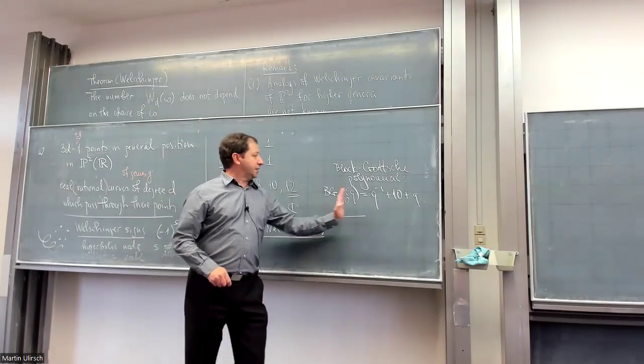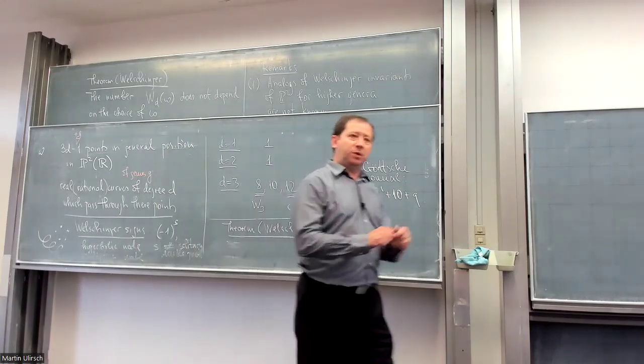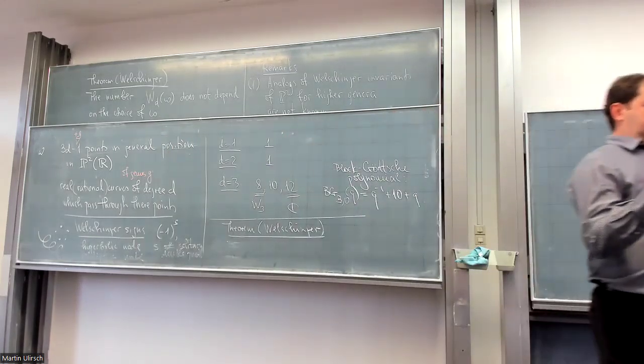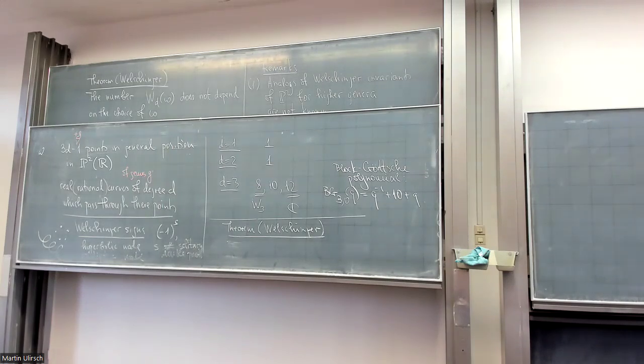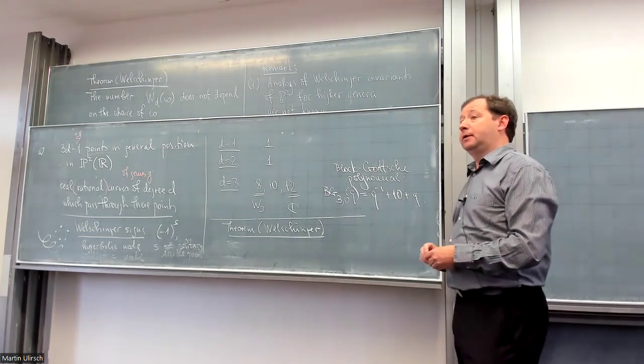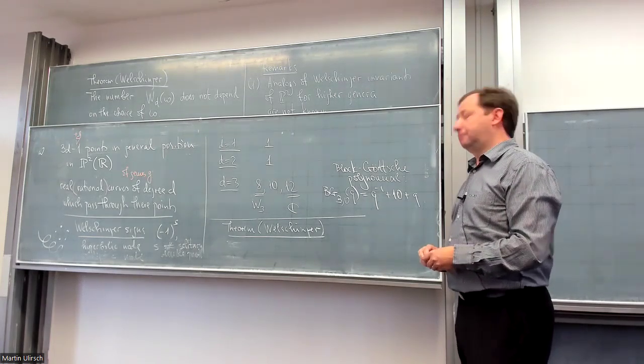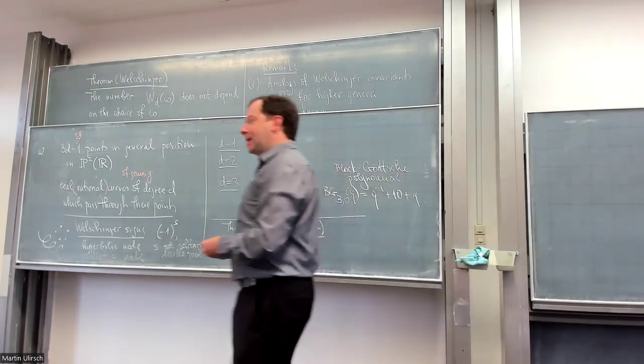So you can think about these Block-Göttsche polynomials as a one-parameter family interpolating between Gromov-Witten invariants and Welschinger invariants. Yes? So one question: Gromov-Witten invariants are defined through intersection theory in a moduli space. Is there a similar interpretation?